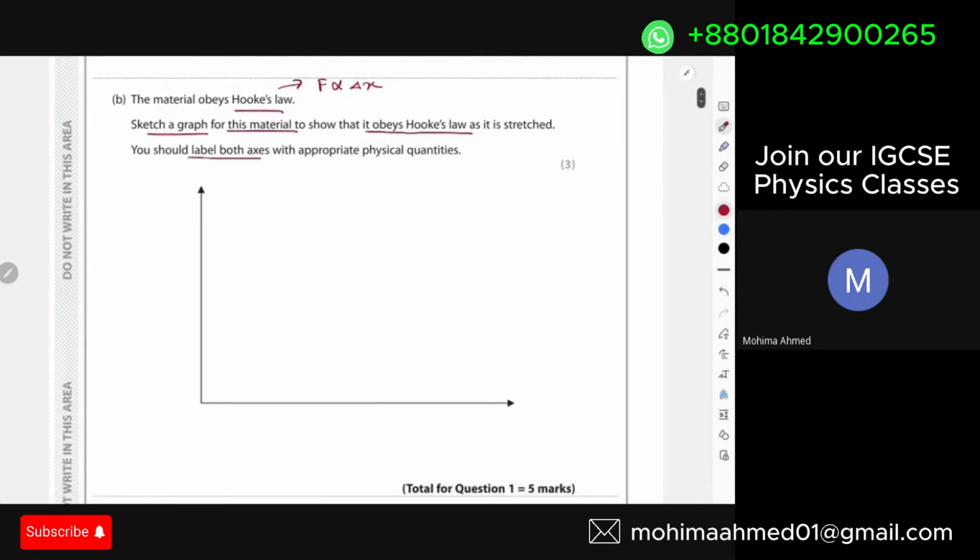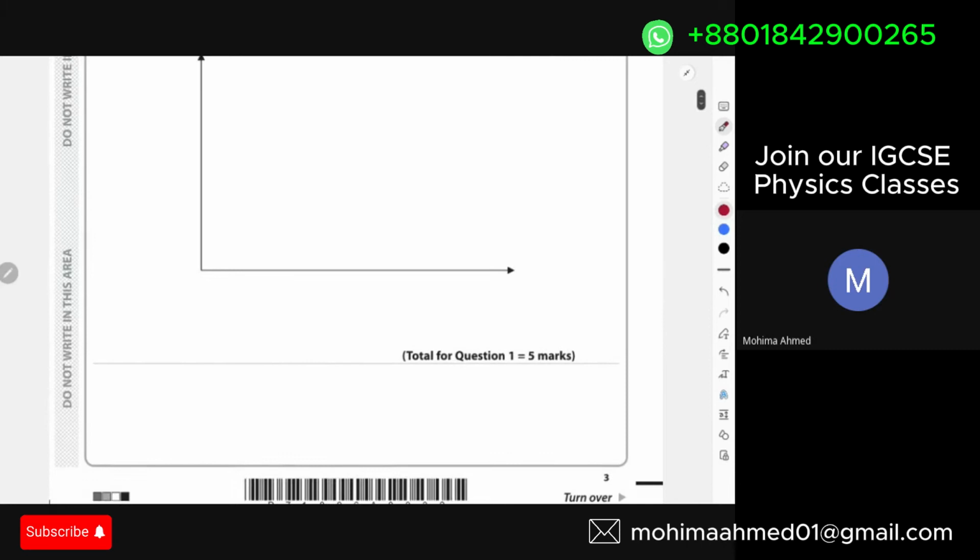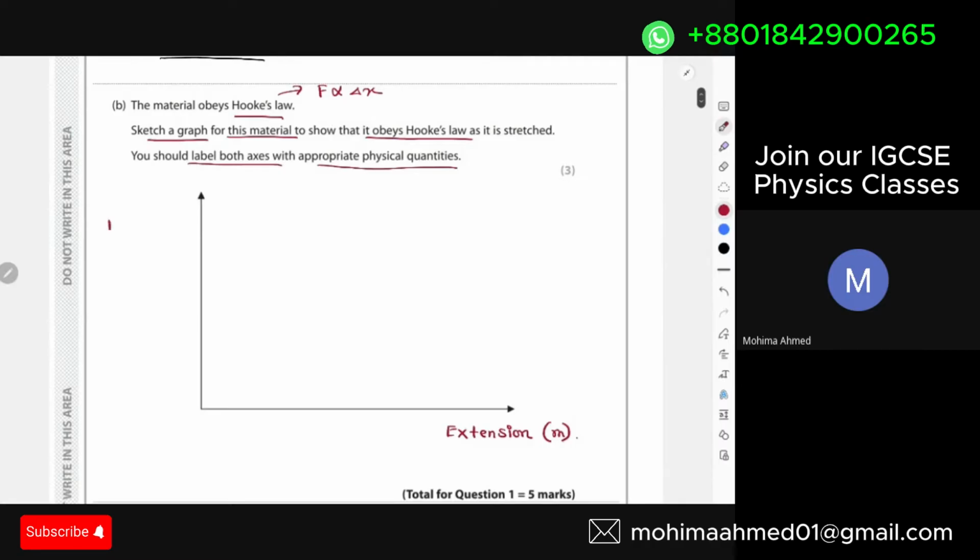And you should also label both axes with appropriate physical quantities. I can understand that in this situation, the x-axis is going to be your extension. So I'll write, okay, this is my extension. Extension is measured in centimeters or meters, so I'll write the unit will be meter. And on the y-axis, we have force, that is Newton.